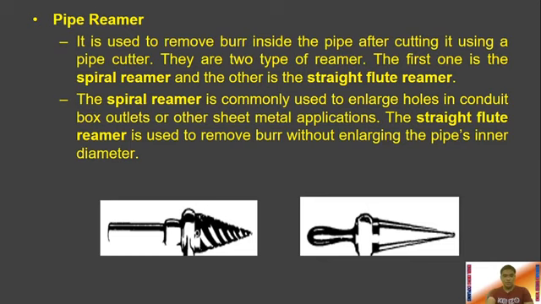There are two types of reamer. The first one is the spiral reamer and the other is the straight flute reamer. The spiral reamer is commonly used to enlarge holes in conduit boxes or in steel sheet metal applications. So for conduit boxes and sheet metal, there is this spiral. The straight flute is used to remove burrs without enlarging the pipe's inner diameter.